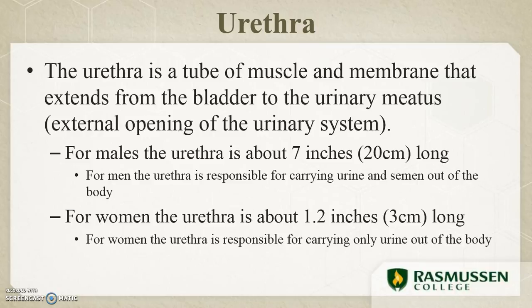Now, this is where it gets kind of tricky and confusing for people. Male and female bodies do not have the same length of urethra. Males' is about 7 inches long, or 20 centimeters, and women's is only about 1.2 inches long. The opening from the bladder to the urinary meatus is much shorter for women than for a male because men have extra external parts that have to carry the urine through.